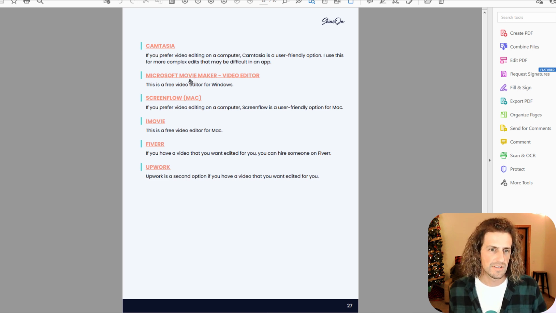For some free options, Microsoft Movie Maker, it's just called Video Editor, but for Windows, if you search for that, you can click all these links as well. ScreenFlow for Mac, iMovie is something else that you can use that's free for Macs. Again, if you're hiring out for something, you can do Fiverr or Upwork, both great hiring platforms that you could try to find people to do video editing. I wouldn't necessarily try to hire people to do the overall video itself. But if you just need someone to do edits for you and you don't want to have to worry about that, this could be an option for you.